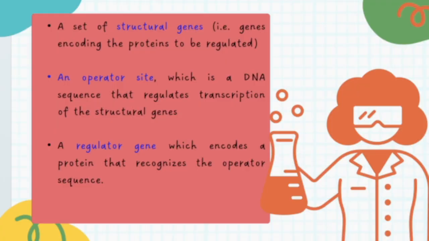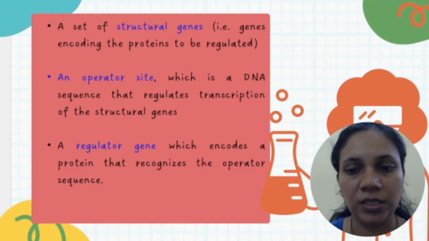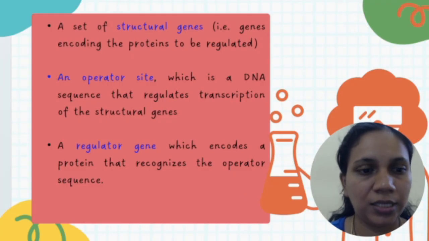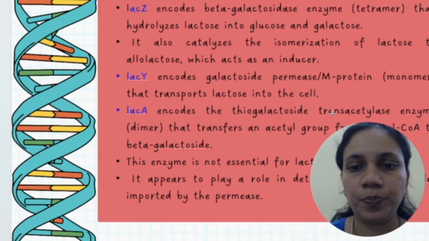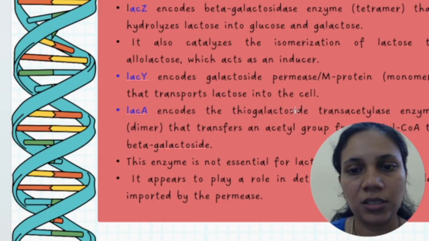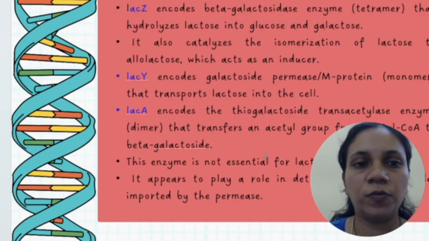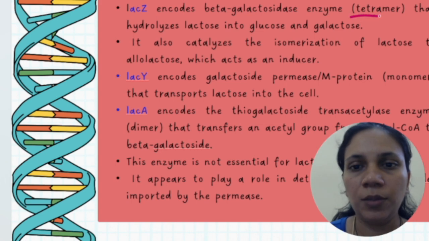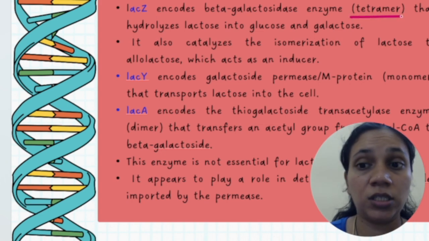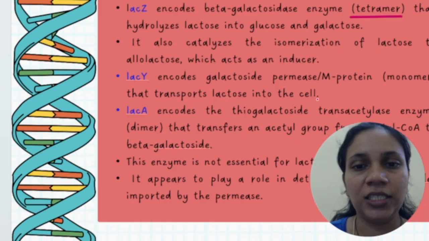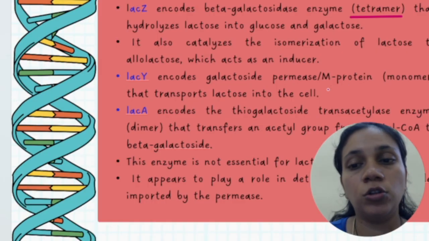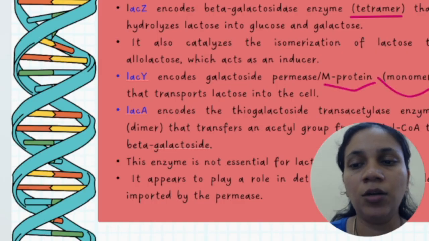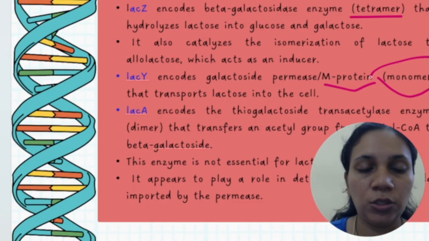So these components we have already seen, so I do not wish to go again and repeat the same things. So we'll move on to the next slide. In this particular slide we have already discussed the functions of individual components of the structural genes. So only two extra things that I would like to mention here: the beta-galactosidase enzyme is a tetramer, and the second one, the galactoside permease, is also known as M protein and it is a monomer. So these are the things you need to remember.